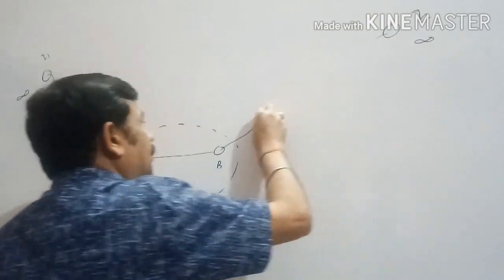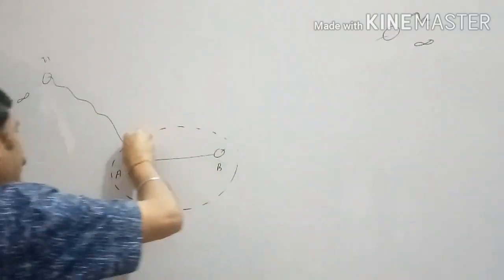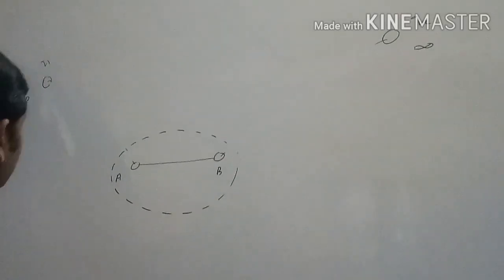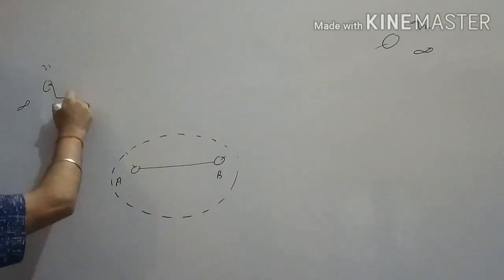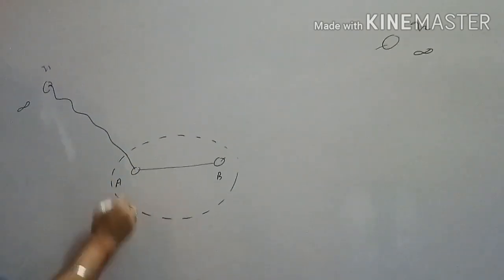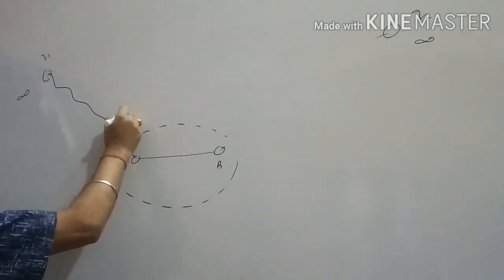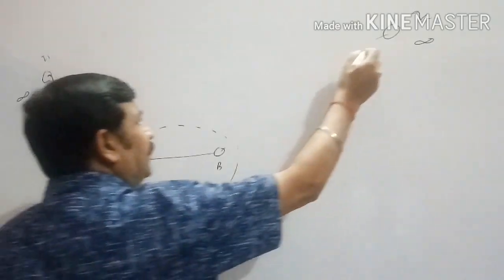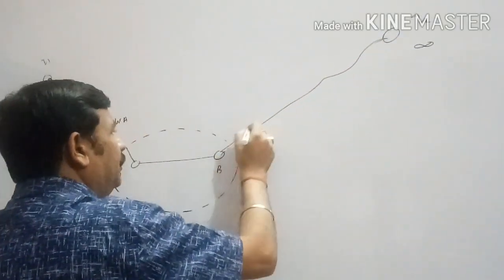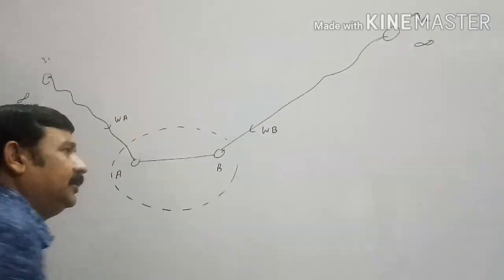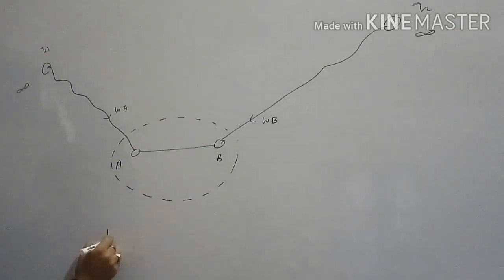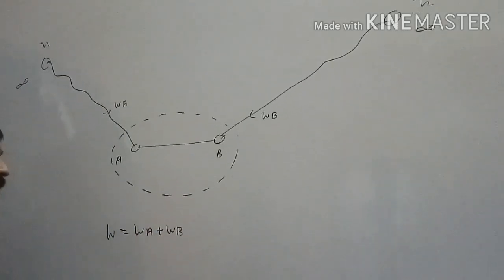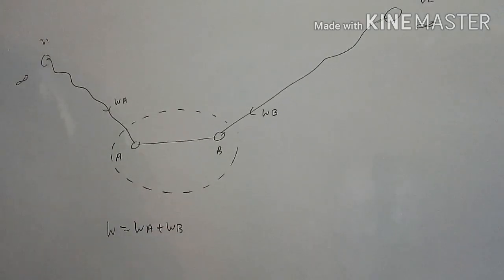2 charges in the beginning are kept at infinite distance. Between them no force is acting. So when this charge will be shifted to point A, let the work done by us be WA, and when this charge is shifted from infinity to point B, let the work done be WB. So how much total work is done by us? WA plus WB.